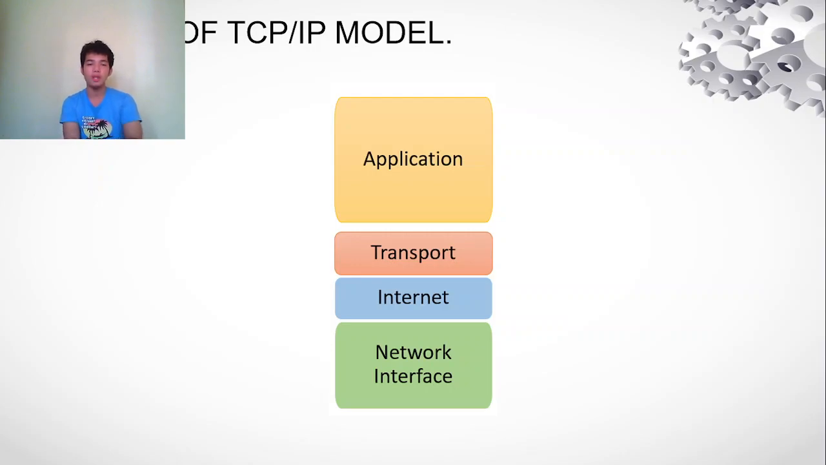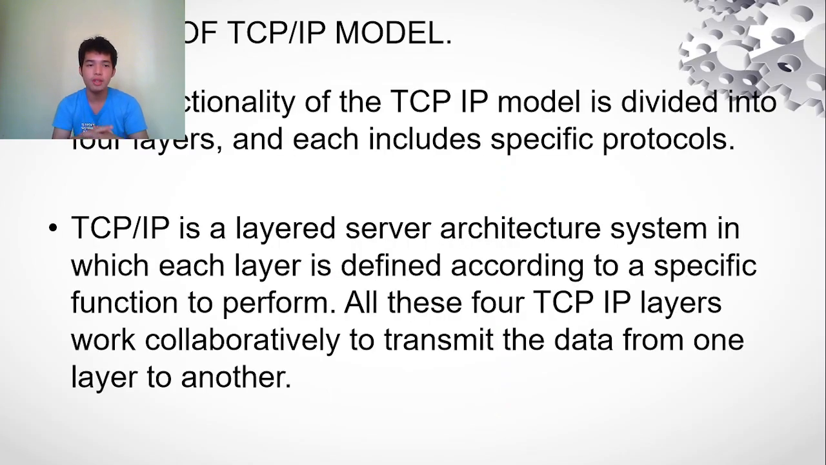So we have the layers of the TCP and IP model. We have four layers: application, transport, internet, and network interface. We're going to explain them further one by one. First, what are the layers of the TCP/IP model? The functionality of the TCP/IP model is divided into four layers, and each includes specific protocols. I included them not just because I want to, but because they have specific functions when it comes to internet and data.